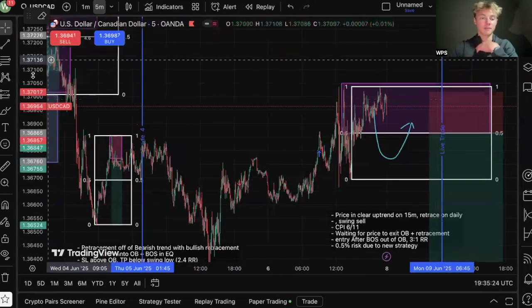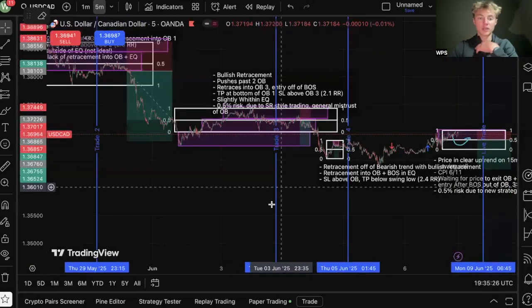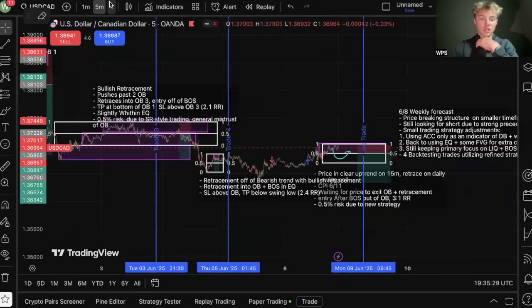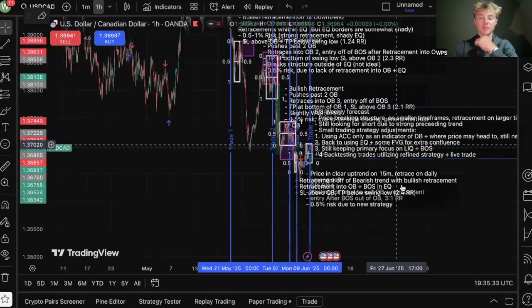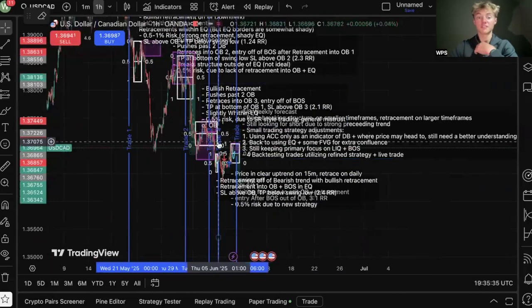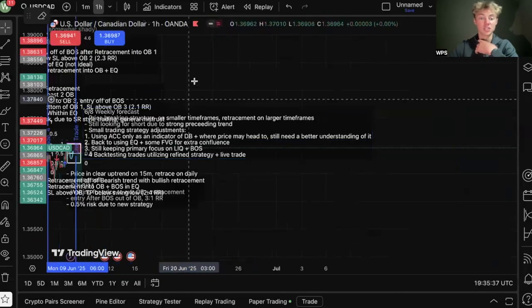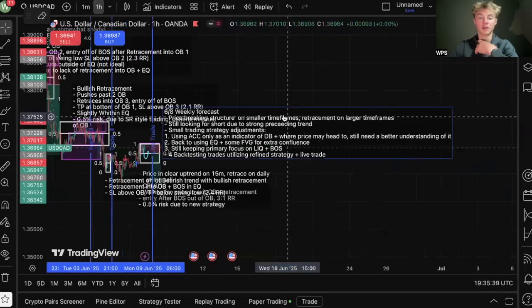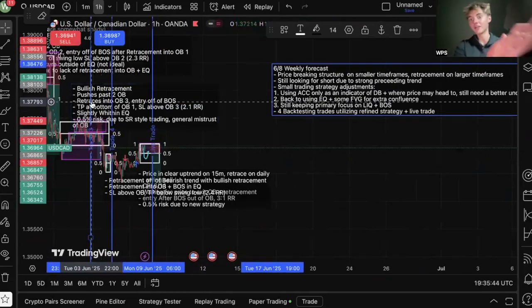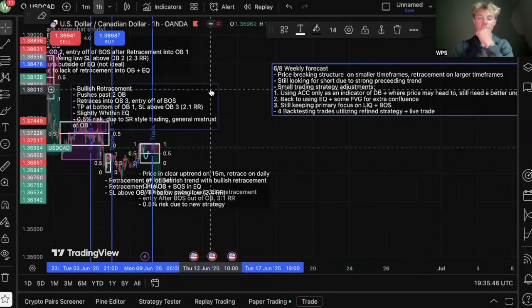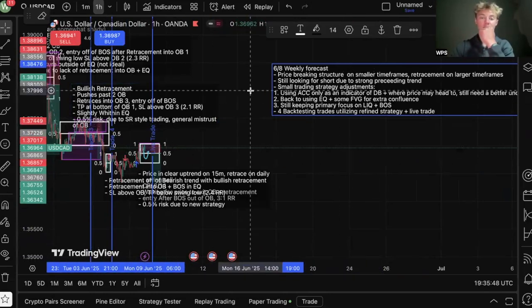So that has been my weekly forecast. I believe this trade, I do have confidence in this trade because of the recurring theme I've seen in the previous four trades. So I definitely think that refining my strategy and looking at patterns from the past is going to help me. Ideally, this trade will hit take profit.